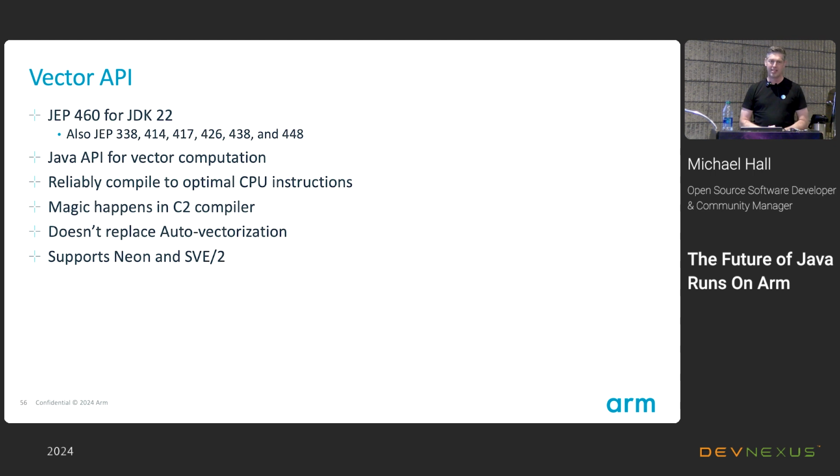It's not replacing auto-vectorization in Hotspot. That's still going to be there. So when Hotspot sees something that it can optimize, it'll still try to do that. But in the future, once this API lands, hopefully everything that can make use of that will start making use of that so that you get predictable optimization out of that. And again, that's going to support Neon and SVE right from the get-go because we're working closely with the people developing it.